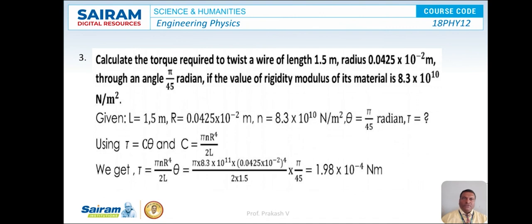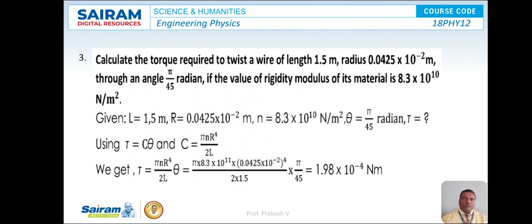The third problem is: calculate the torque required to twist a wire of length 1.5 meter and of radius 0.0425 into 10 to the power of minus 2 meter through an angle pi by 45 radian, if the value of rigidity modulus of its material is 8.3 into 10 to the power of 10 Newton per meter square. So this is the problem given.